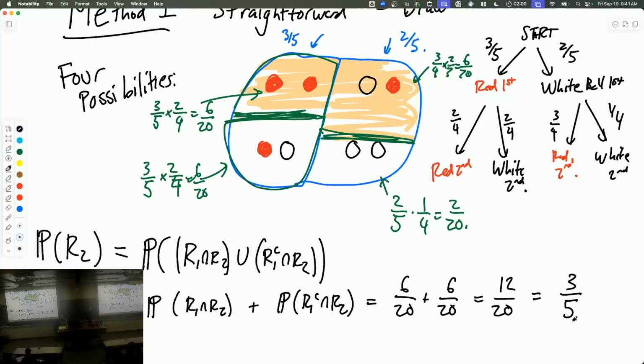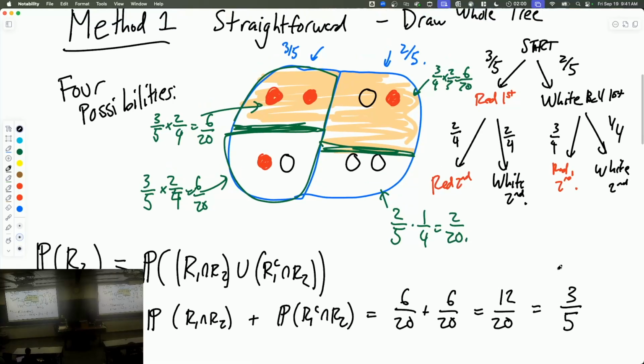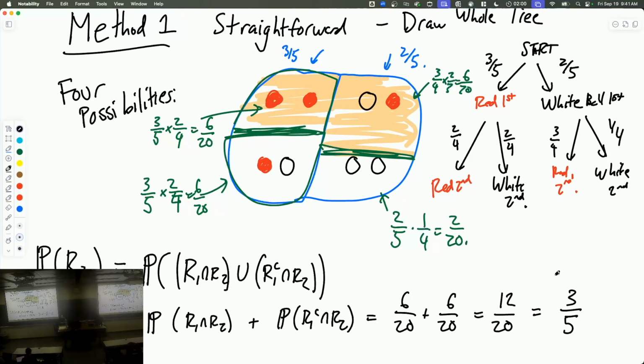So this is a straightforward way to do it. A lot of the homework problems will be like this. You do the whole tree. You figure out what are the parts you need. This kind of soup of symbols, you don't necessarily need to write down. You can just say, oh, the probability is that plus that. That makes sense. Questions or comments about the straightforward way?